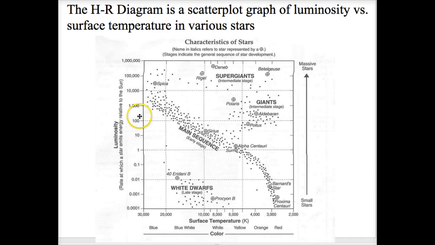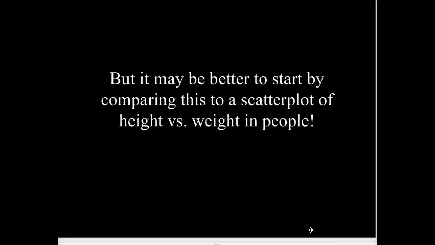So if you have a star that has 100 for luminosity, that means that it emits 100 times more energy than the sun. On the x-axis we have the surface temperature in a unit called Kelvin. Kelvin is unique in that 0 Kelvin actually means absolute zero, where the molecules aren't moving at all. So we're going to be taking a look at this diagram and really trying to figure out what it means.